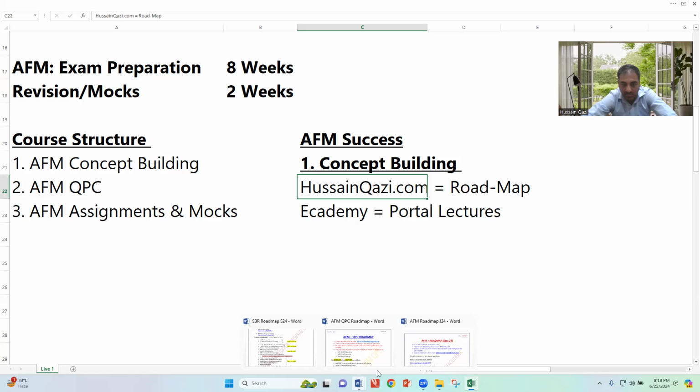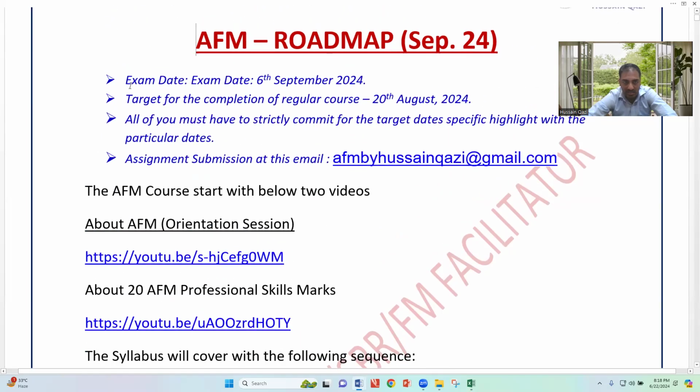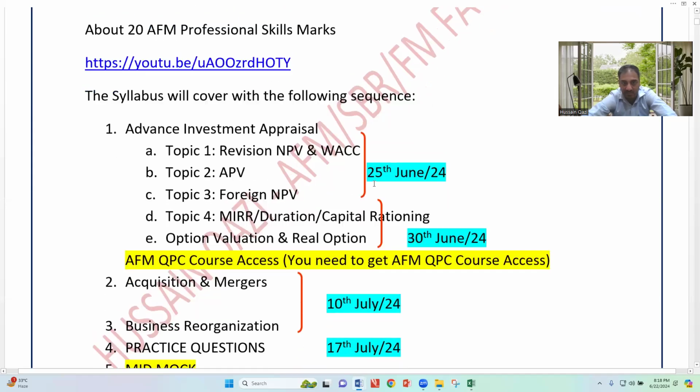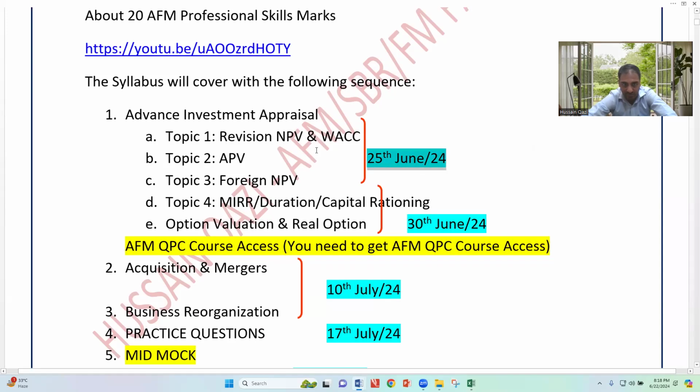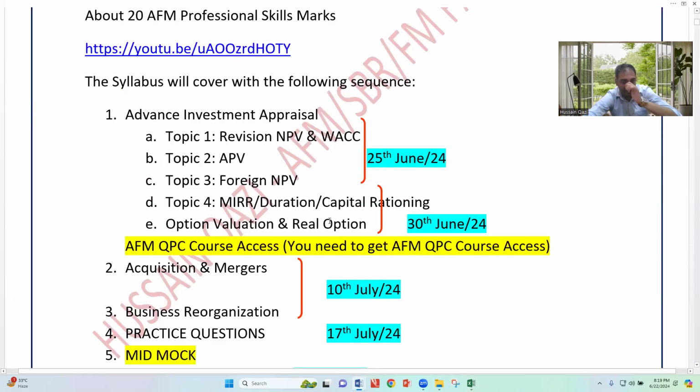So the students who have registered with my English course at HussainGhazi.com have to follow the roadmap. What's the roadmap? This is the roadmap. Number one, these are the important instructions and the specific dates mentioned here. For example, by the upcoming 25th of June, I'm expecting that you will be able to cover the revision of NPV and WACC, the topic APV, the topic of foreign NPV, and the topic of NPV. I'm expecting you to cover these by the upcoming 25th of June. If you have already covered them, that's very good. Students who have registered with the eAcademy lectures have to follow the instructions of the portal. Do remember, you have to strictly follow these deadlines. That's very important.